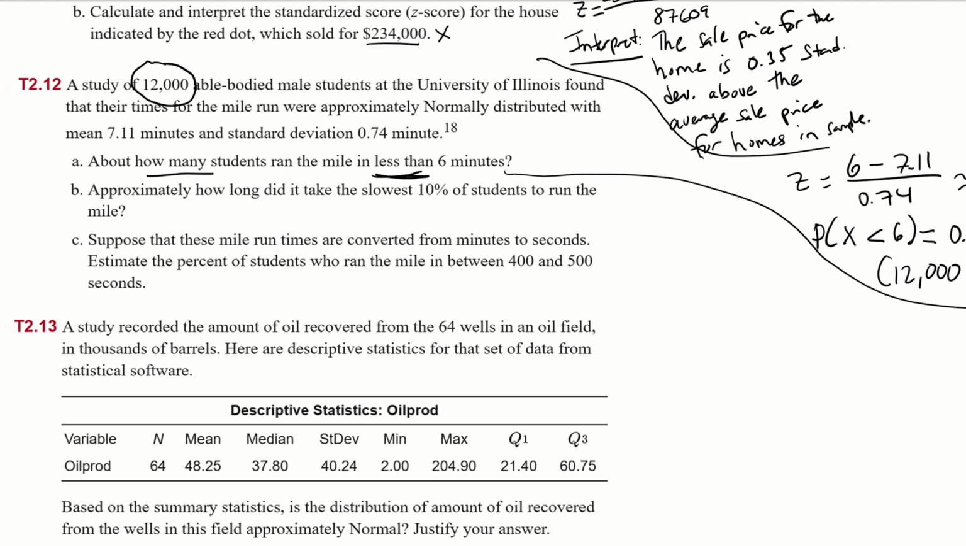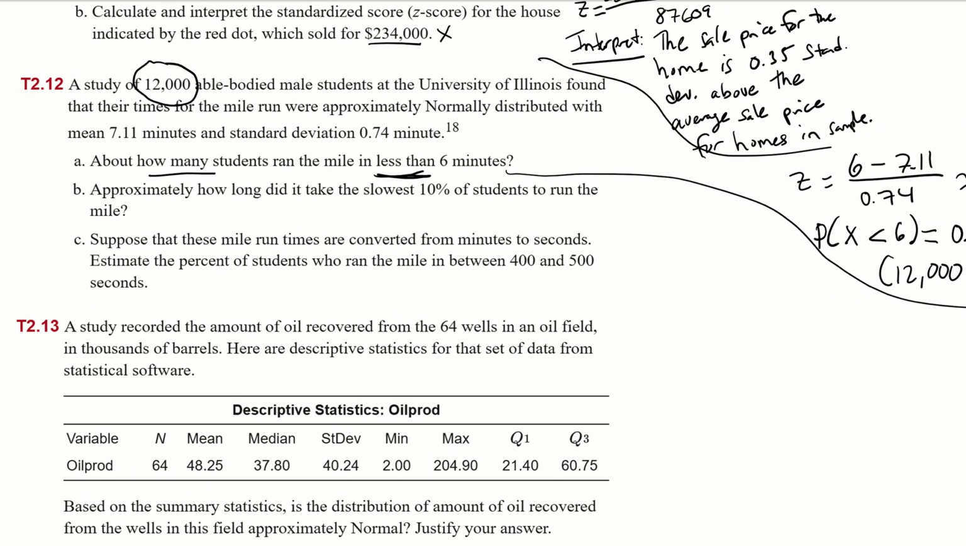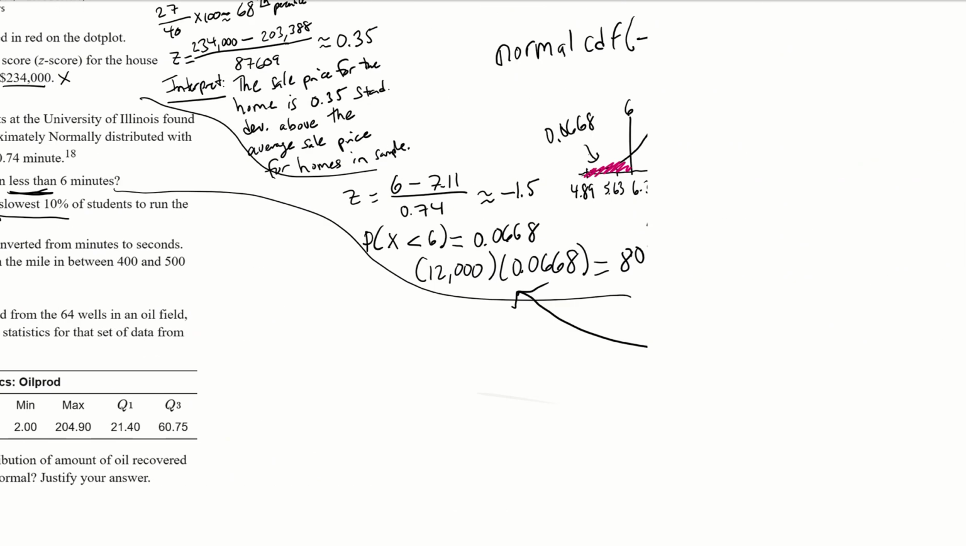Okay, so next one, it says approximately how long did it take the slowest 10% of students to run the mile? So the slowest 10% means the greatest 10% of times, right? Because slow means your time is larger. So you got to be careful here, okay? A small time means you're fast, right? In this case, to run a mile. A large time, you're slow. So they're actually talking about the bigger times.